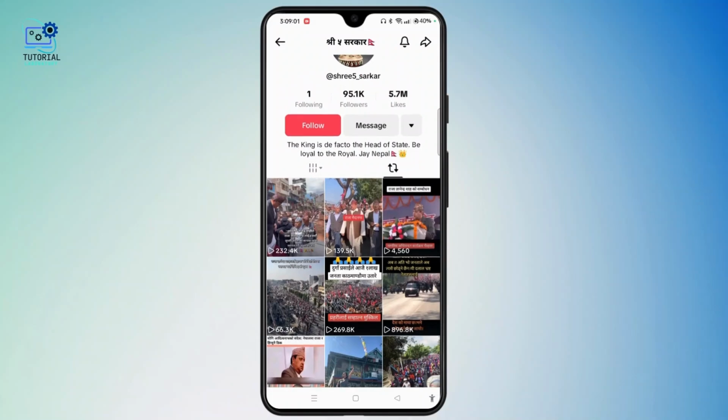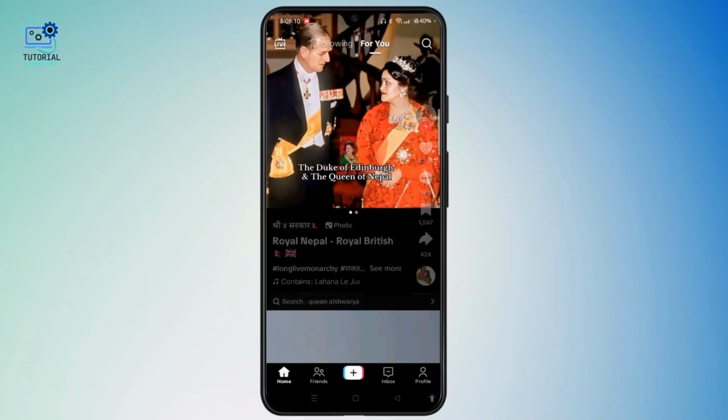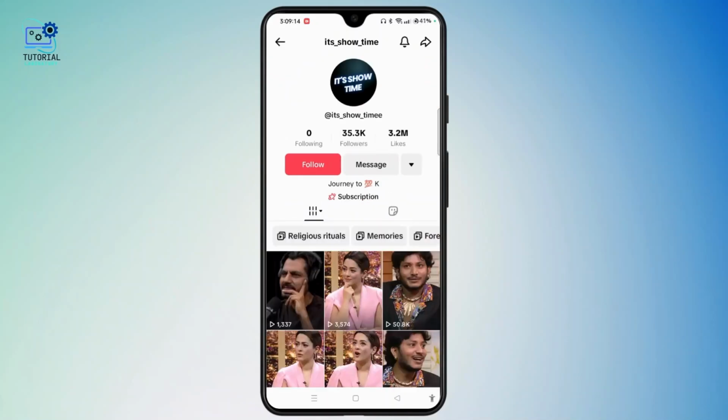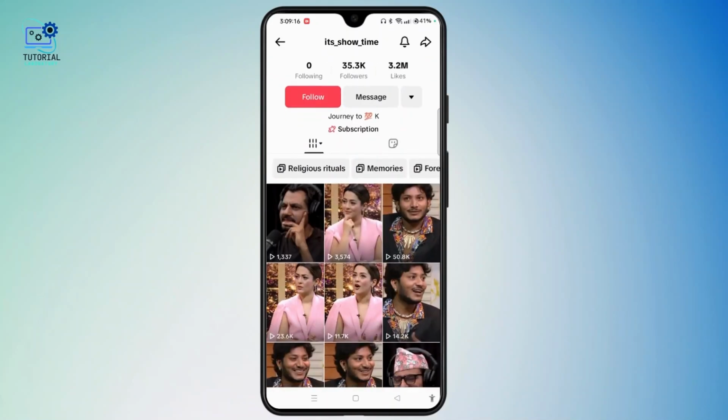So if you see the sign of an upward and downward arrow, then this is the sign of the repost. Let's see another profile and go to the profile. And next to the icon, there is no upward and downward arrow. That means they have hidden their repost videos on TikTok.